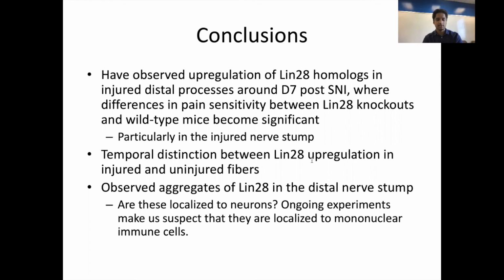This is a topic of ongoing investigation in our lab, as we're unsure whether they're actually localized to neurons. Some experiments we've conducted very recently make us suspect that they are localized to mononuclear immune cells, but we are unsure of the specific cell type at this time.